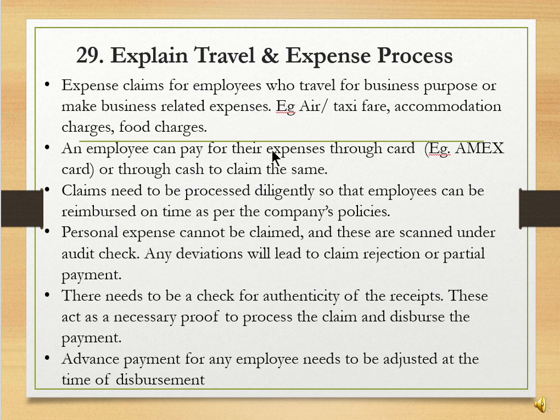Any official expenses can be claimed through the travel and expense process. Claims need to be processed diligently so that the employees can be reimbursed on time as per the company's policy. Personal expenses cannot be claimed, and these are scanned under audit check. Any deviation will lead to claim rejection or partial payment to the employees. There needs to be a check for authenticity of the receipts. These act as a necessary proof to process those claims and disburse the payment. Advance payment for any employee needs to be adjusted at the time of final settlement to the employee. So this is the travel and expense process.